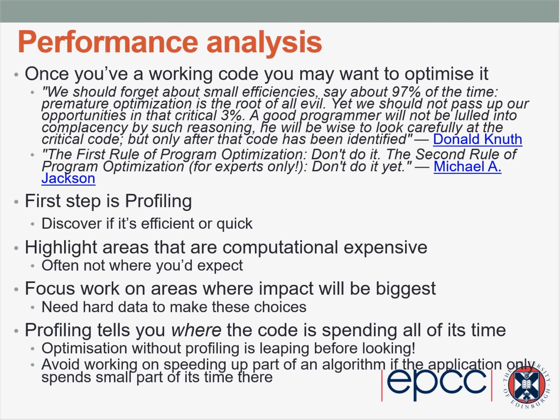So, as he said here, what you want to do is come back and look carefully at the critical code, but only once that code has been identified. And this is what profiling does for you. And then somebody called Michael A. Jackson, not Mike Jackson, who is in charge of this course, but a different Mike Jackson, says the first rule of program optimization is don't do it. The second rule of program optimization, for experts only: don't do it yet.